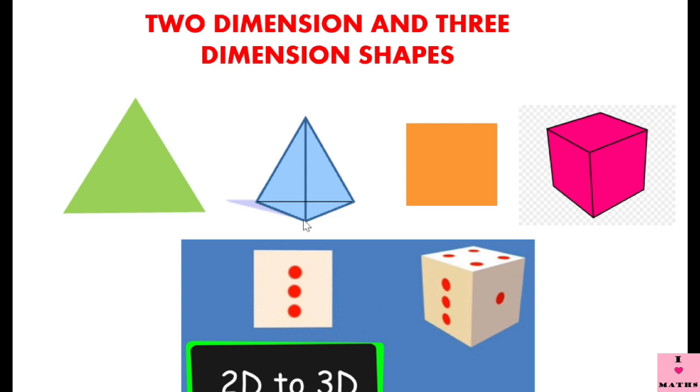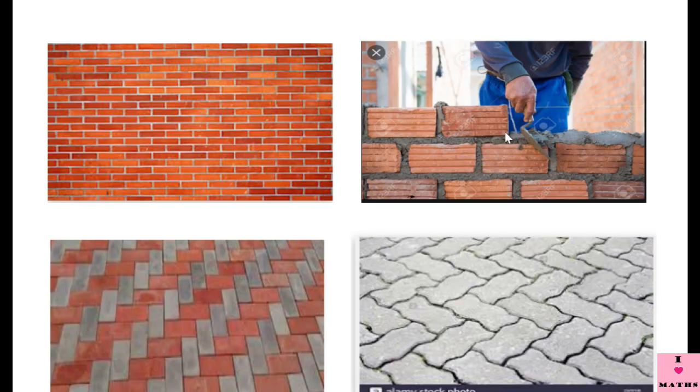So this 3D shape, we have used many triangles to make this 3D shape. So from 2D, we got a 3D. Same way, we have used many squares to make this cube. So from 2D, we got 3D. These are the different ways in which walls have been made, and these are the different ways in which flooring has been made with different tiles or different bricks.